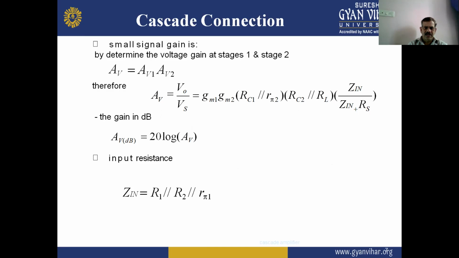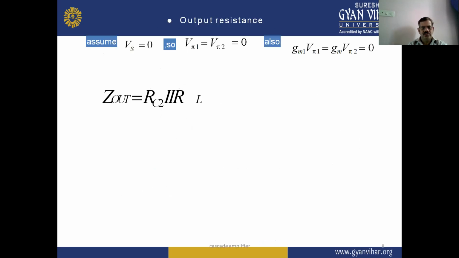So here the input resistance in the given equivalent circuit of small signal cascade configuration is equal to R1 parallel to R2 parallel to R pi 1. So assume here Vs equal to 0, so V pi 1 equal to V pi 2 and equal to 0. Also gm1 V pi 1 equal to gm V pi 2 equal to 0. So output impedance Z out will be equal to RC2 parallel with RL.